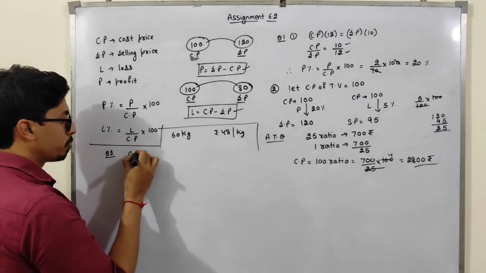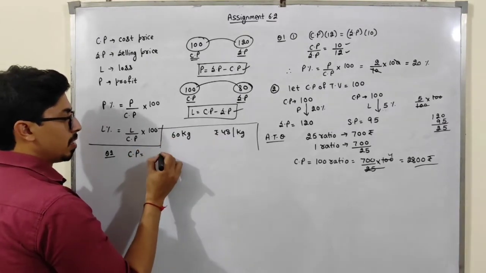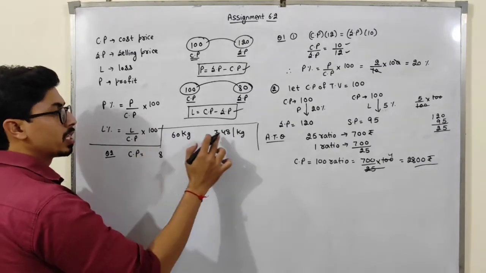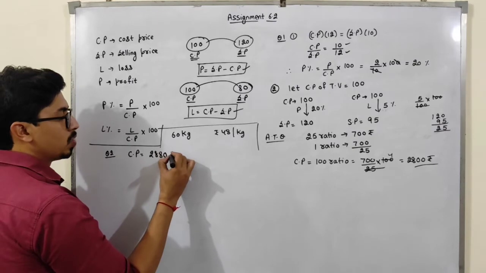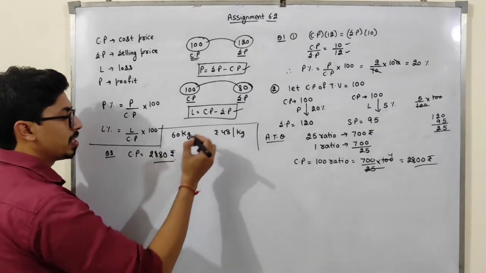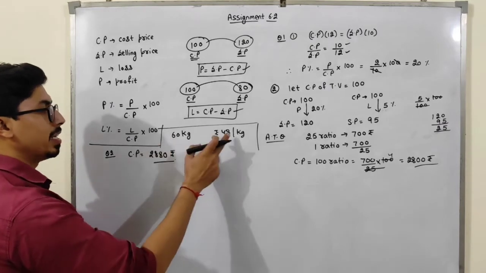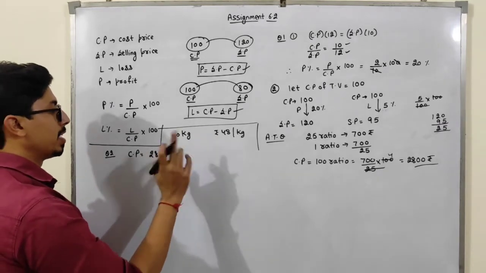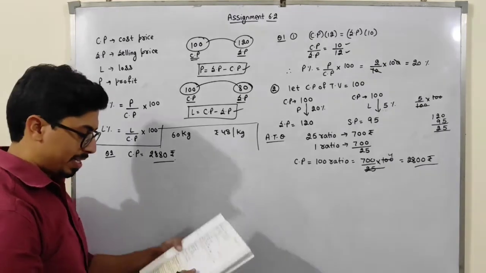So the total cost price will be, just multiply these two. 6 8s are 48, 4, 6 4s are 24, 28. So this much is the amount that he has paid. So 2,880 rupees is the cost price.